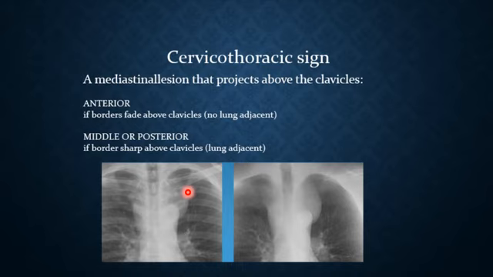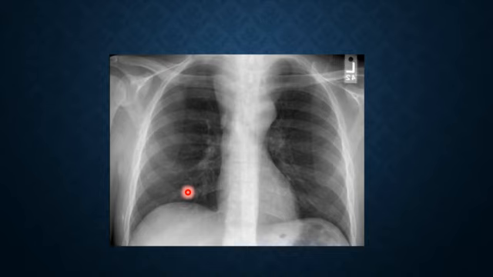This is the cervicothoracic sign. For example here, where do you think this mass is? Anterior, posterior, or middle? Let's say anterior or middle-posterior? The border above the clavicle, what? Fades. Here, the border above the clavicle, is it well seen or does it fade?